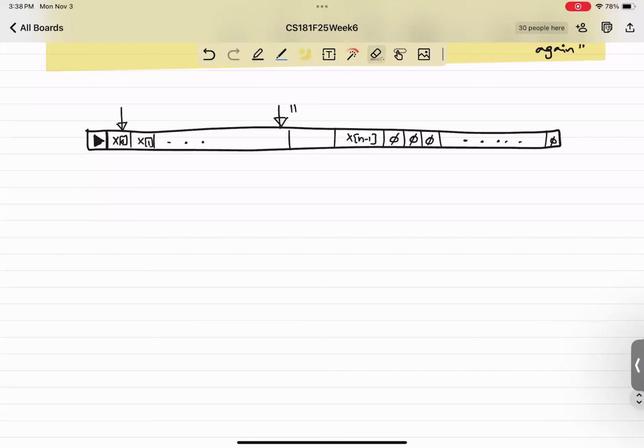Okay, so this is the input. My head is at the beginning. I'm going to give this start state a name. There are only 10 states, but it's good to have some meaningful names here. The first name is QFind0.